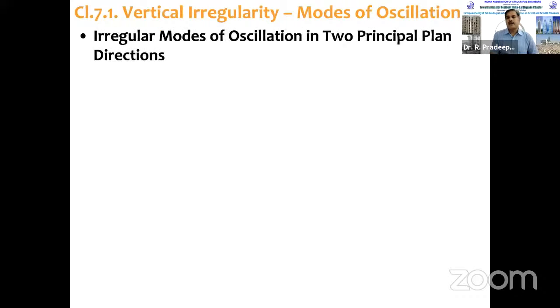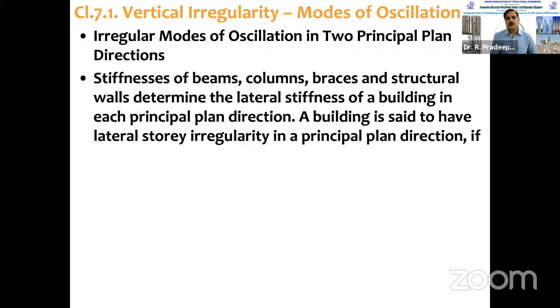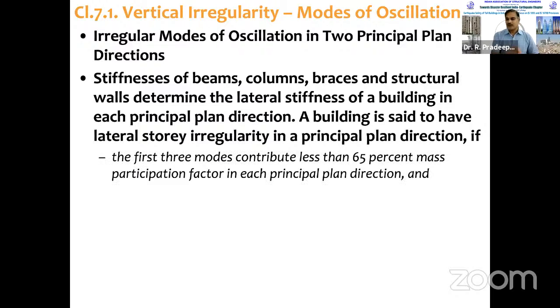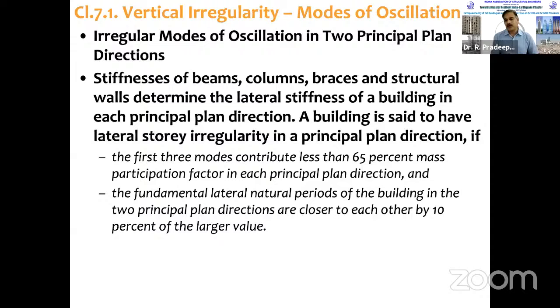Then the other important clause is irregular modes of oscillation in two principal plan directions. Stiffness of the beams, column bases and structural wall determine the lateral stiffness of the building. Now a building is said to have lateral story irregularity in a principal plan direction if the first three modes do not contribute 65%, and the second one I want to explain is if the fundamental lateral natural period of the building in two principal plan directions are closer to each other by 10%. So let me take the same example.